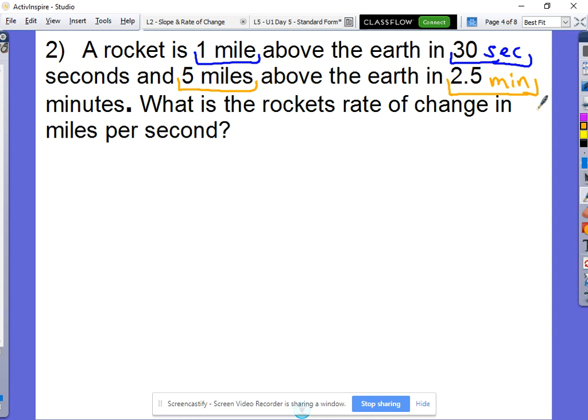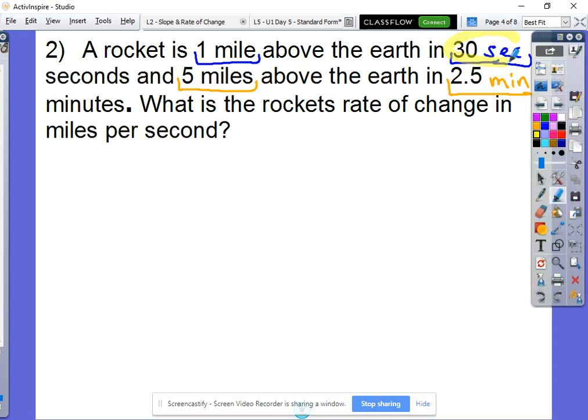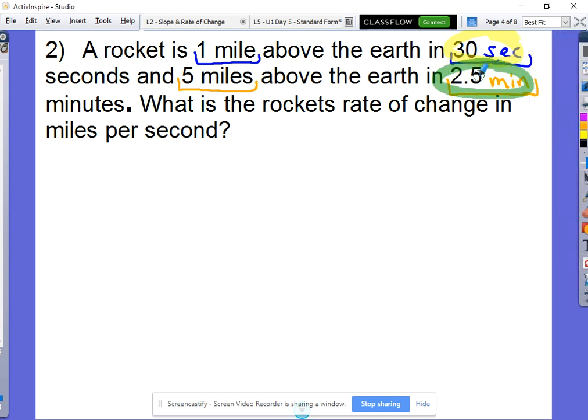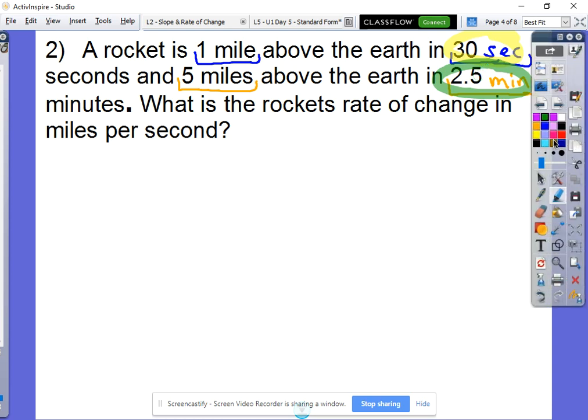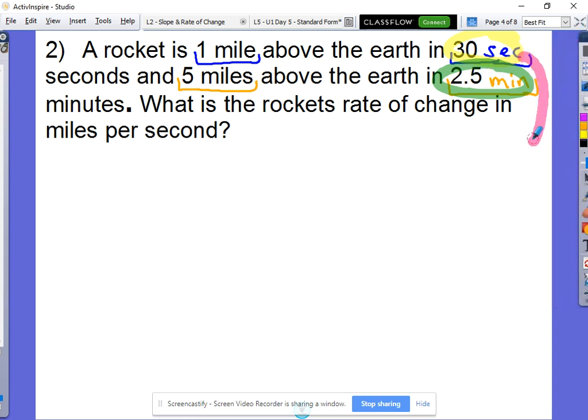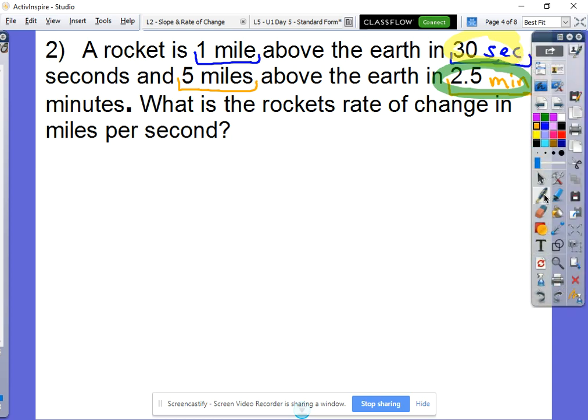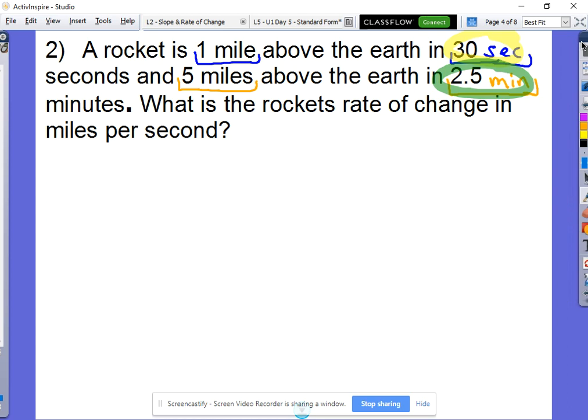Now, does anyone see an issue with what we've got so far? Hopefully, you're recognizing, hold on a second, my time here is in seconds, and my time here is in minutes. That's a problem. We need it to be apples to apples. So let's go ahead and convert them both to minutes. That's not too hard, right? 30 seconds is equivalent to 0.5 minutes. That's not hard at all.